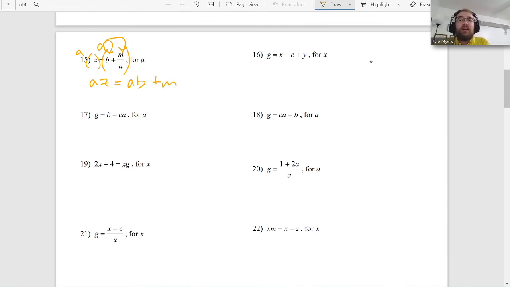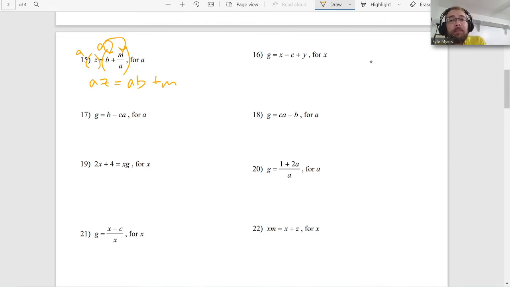So then you're thinking, oh, wait, but this is harder. It's got 2 a's. What do I do? Yeah, 15 is pretty rough. But we had to get rid of the a in the denominator. There's no other way to solve it. You got to get a out of there. So we had to multiply by the a.